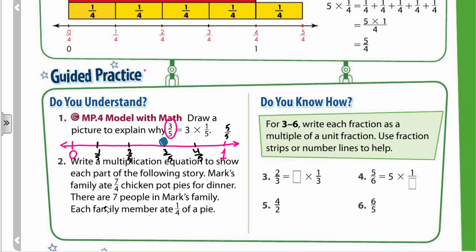Why minus? There are 7 people, and each member ate 1/4. So the first one 1/4, the second one 1/4. How many people do we have? 7. So 7, and we are repeating, we're repeating times. It's gonna be equal 7. Excellent. Thank you, my hero. Good work.